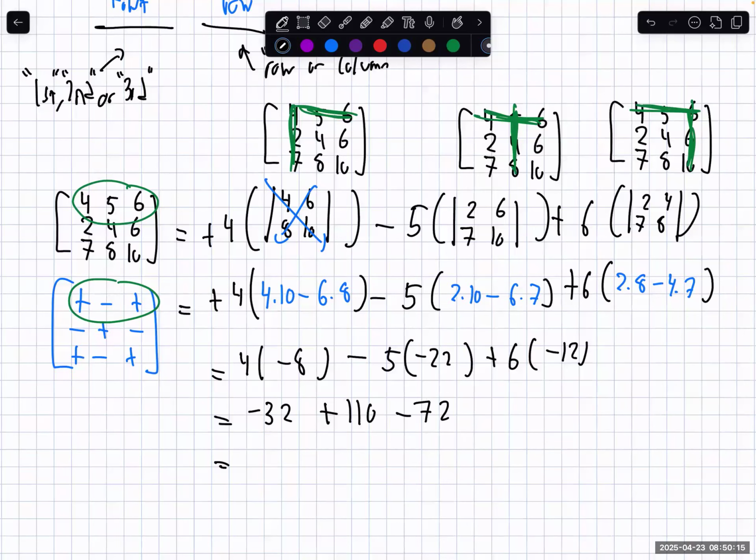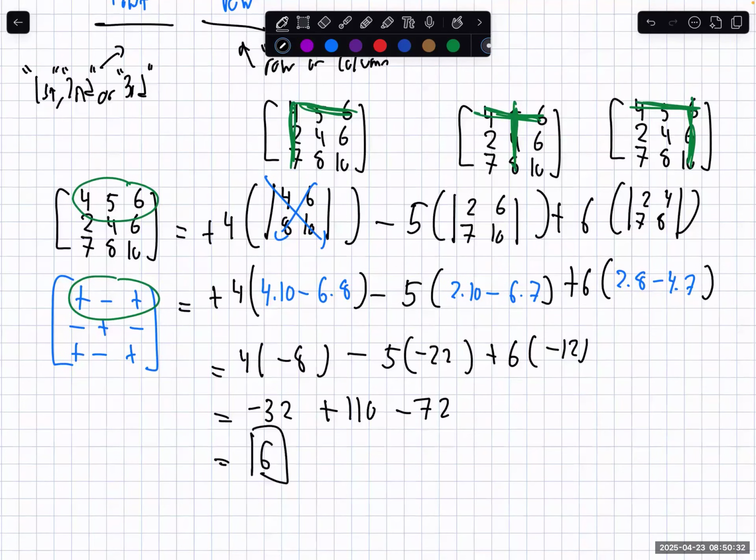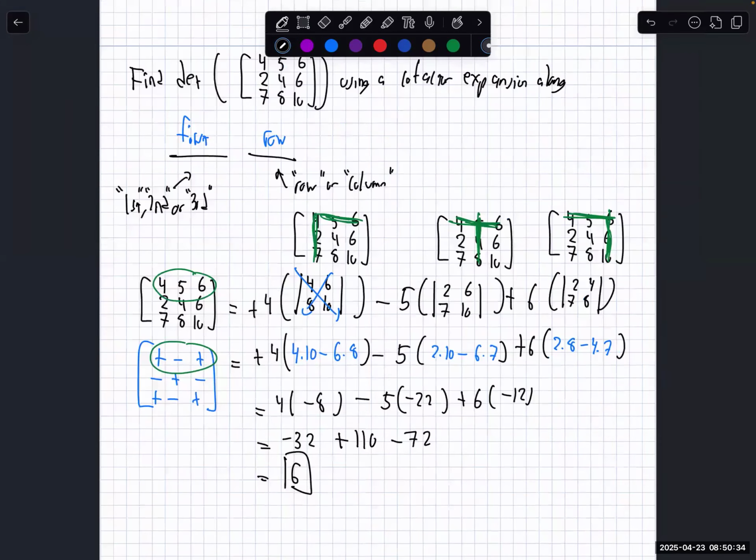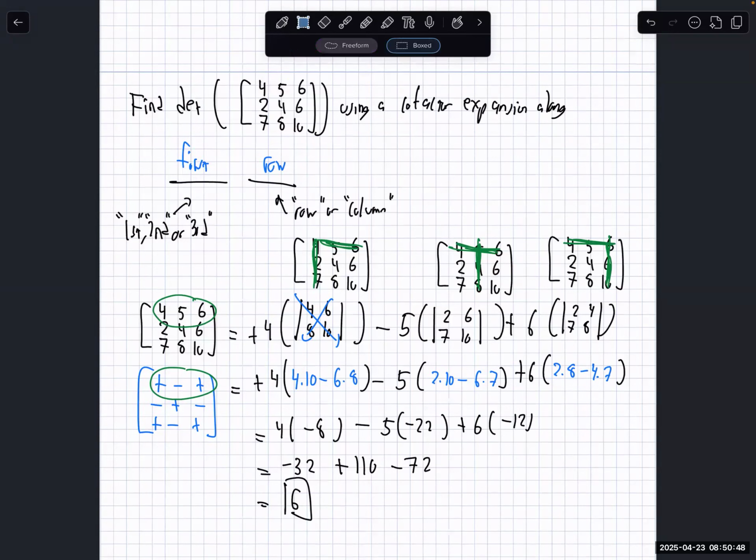So that's 104. As we calculated last lecture with the elementary row operations, this determinant is 6. Do you want to see this determinant calculated along a different row or another column? First column? Do you want to see one more? Okay, column 1.